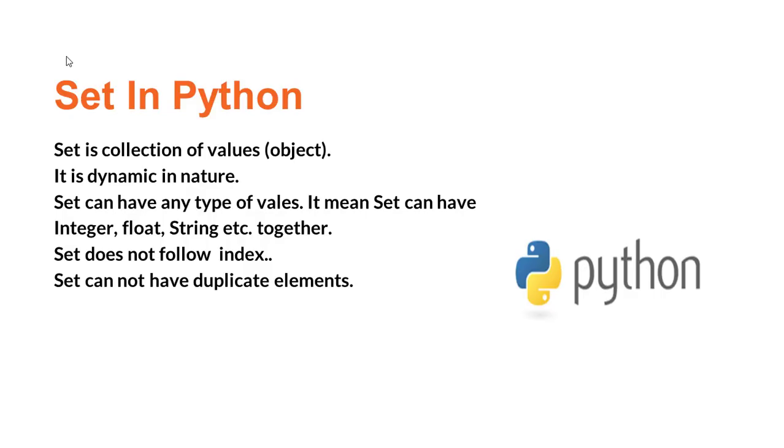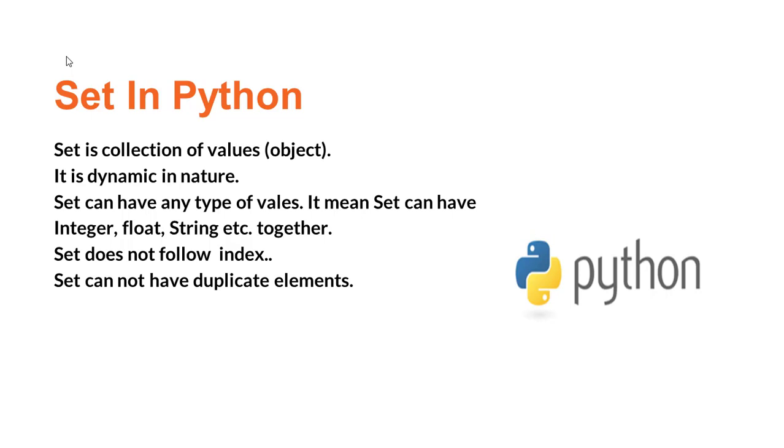So what exactly is a set? A set is also a collection of values. It means you can have different types of values in the set. Again, you can call them values or elements or objects, it doesn't matter. It is also dynamic in nature, which means you don't have any size restriction. You can have n number of values. So you can create a set of a specific type or of different types as well.